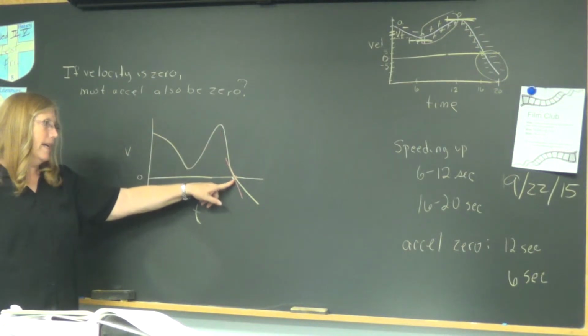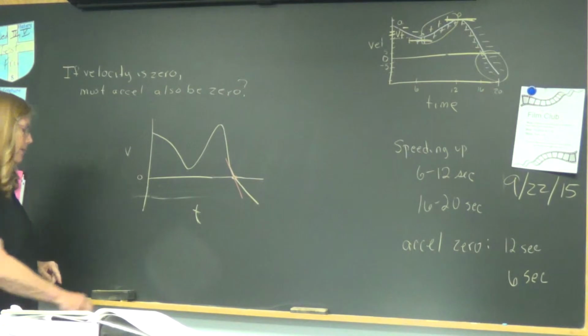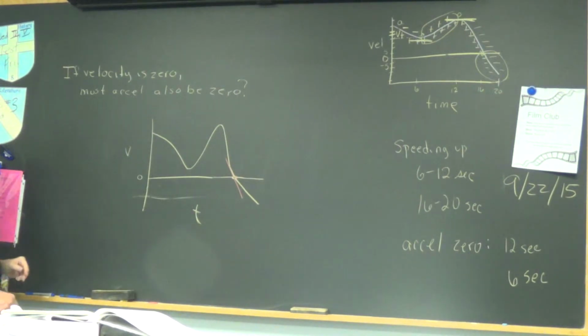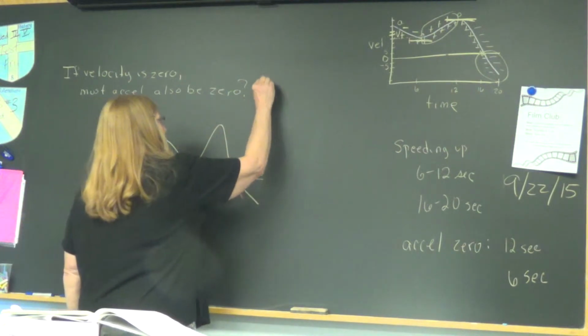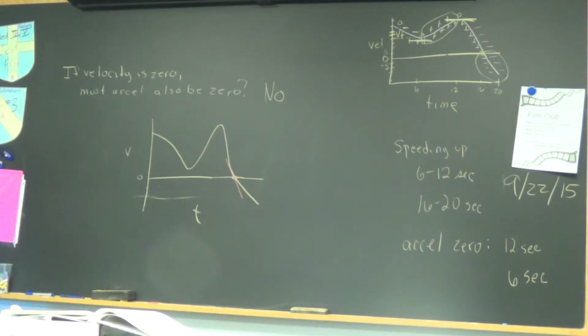This could be, at this point, a peak or a valley where the slope would be 0, but I have the word must here. So that will qualify that the answer is no. All right, so velocity is 0, must acceleration be 0? All right, so that begs another question, does it not?